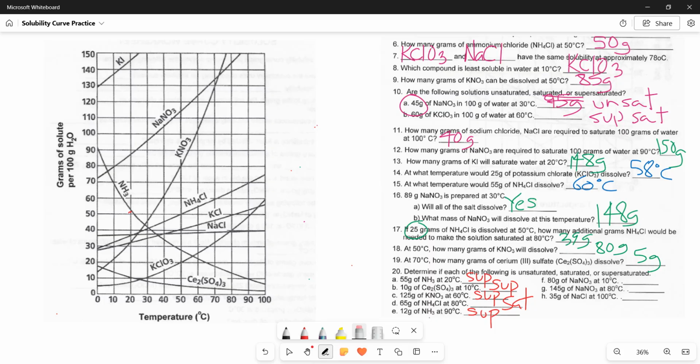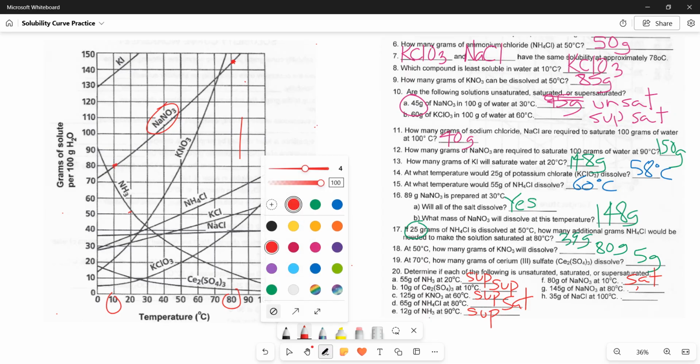All right, it says we have 80 grams of ammonium nitrate. So here's the ammonium nitrate. And at 10 degrees, so if I come up, it's right here. And that's about 80 grams. 80 grams, that's exactly the same. So this is saturated. And then we have 80 degrees of sodium nitrate, sorry. Again, we're going to come up. 80 degrees, 145. That is exactly right on the line. So this is saturated.